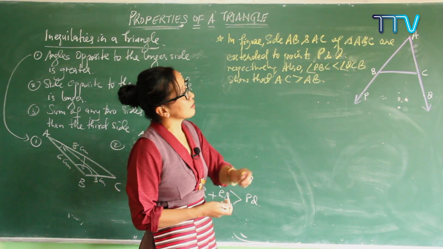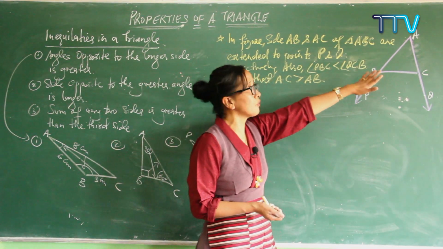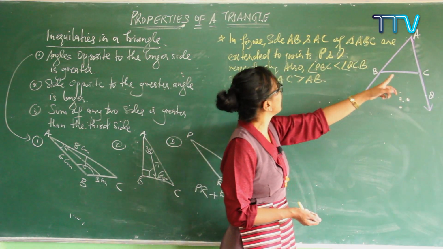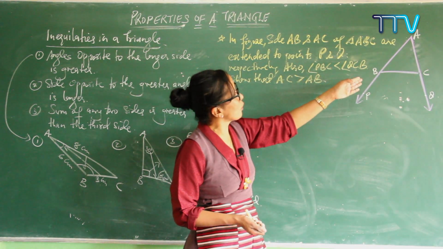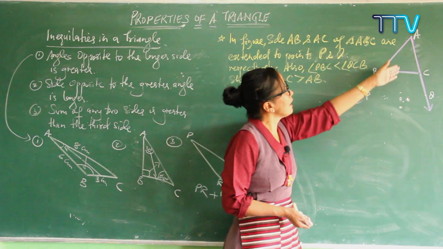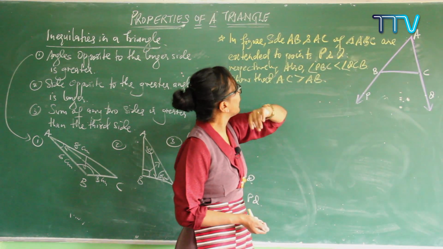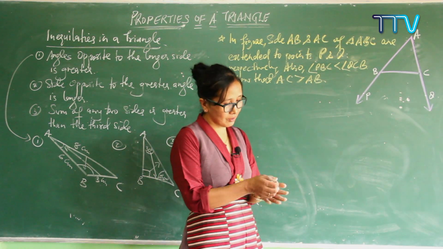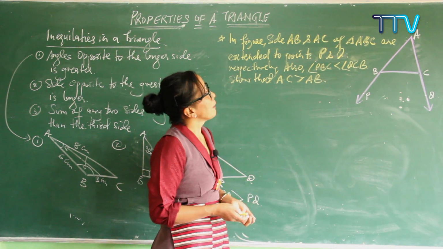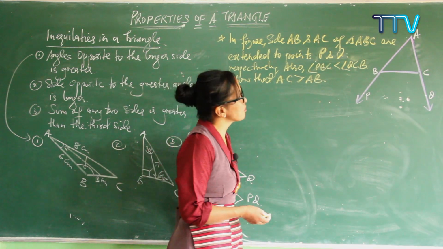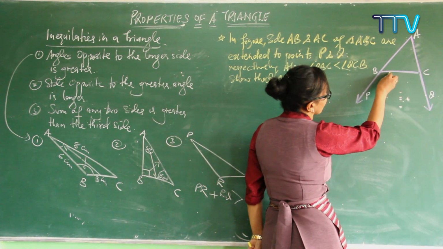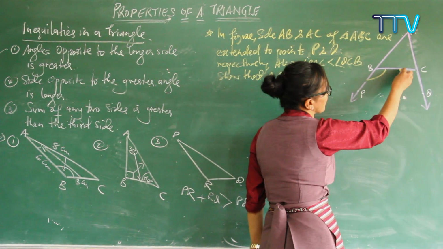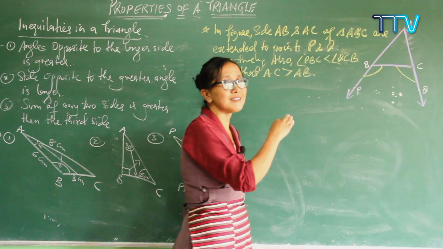In the figure, AB and AC of triangle ABC are extended to point P and point Q respectively. And what else is given? Here it is given that angle PBC, where is PBC? This one. This angle is less than angle QCB.